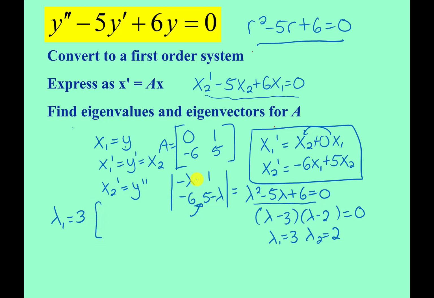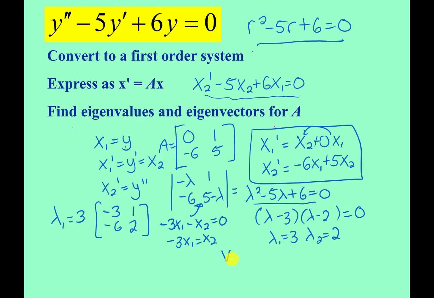So if I put in 3, I have minus 3, 1, minus 6, and putting in 3, 5 minus 3 is 2. You can see the dependency here. If I did negative 2 row 1 and added it to row 2, it would zero out row 2. So we don't really need to do the row operations on 2 by 2s. We can just put the variables back in. Negative 3x1 minus x2 equals 0. So negative 3x1 equals x2.